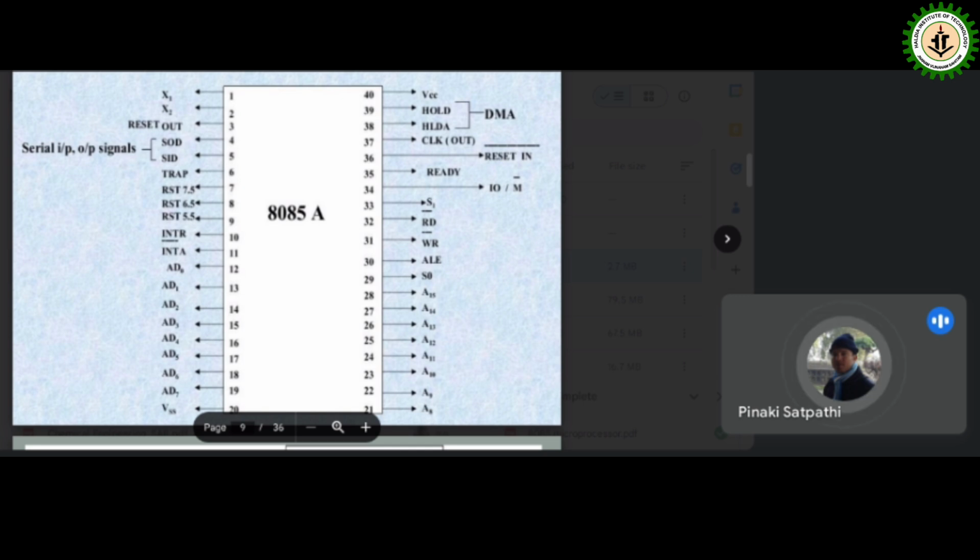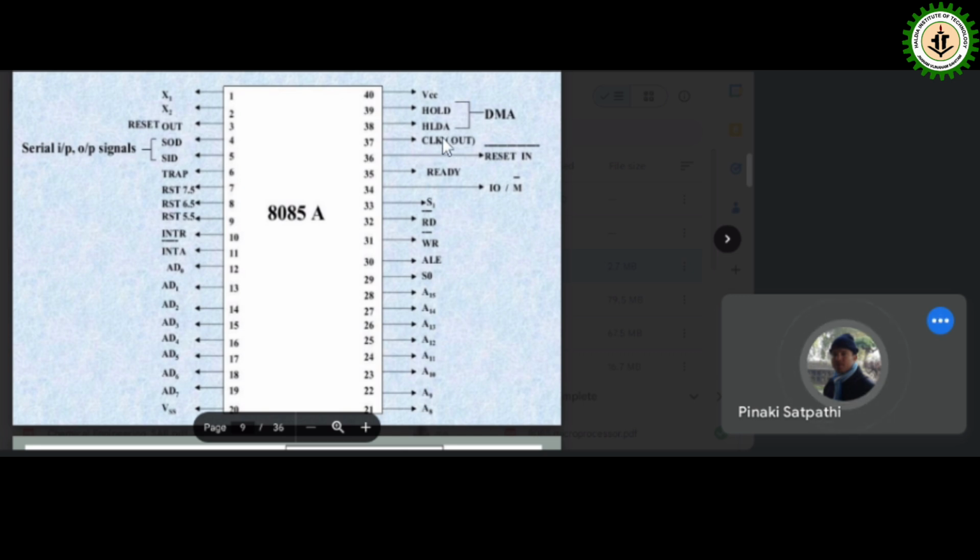Next one is our clock out signal. It is basically used as the system clock for other devices. This frequency is the same as the system frequency.